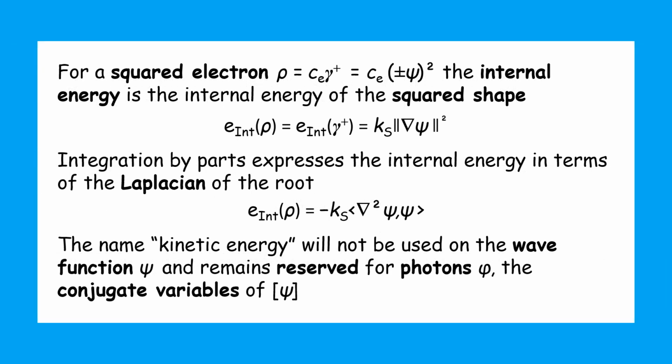For a squared electron, the internal energy is defined as the internal energy of the shape. Integration by parts expresses the internal energy in terms of the Laplacian of the root. The term kinetic energy will not be used on the root and remains reserved for photons, these being the conjugate variables of the root duple.